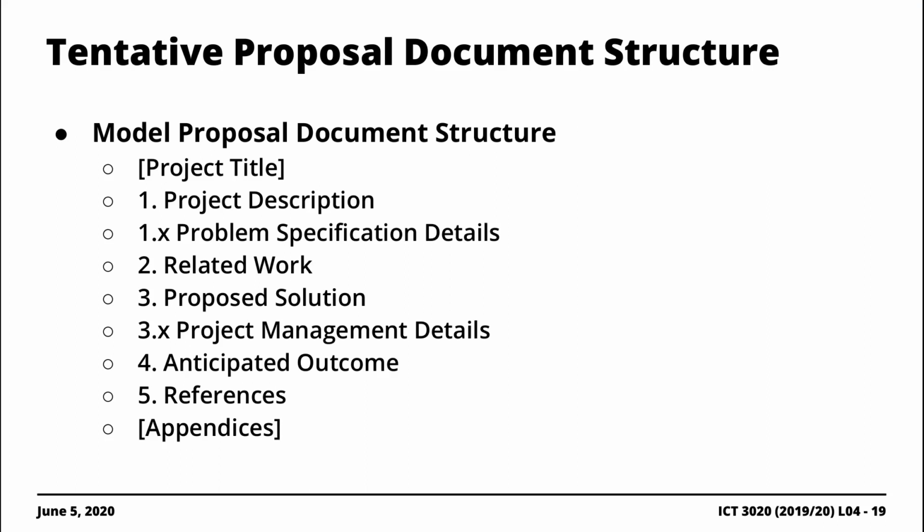So again, the tentative structure of your document is quite basic. It's as follows. Ideally, you must have a title somewhere in your document. We're using a CM template here, so it should be trivial really. Title with a list of all project team members. All the project team members, do not include people that are not part of the project. Project description, related work section, proposed solution, anticipated outcome, references, right?